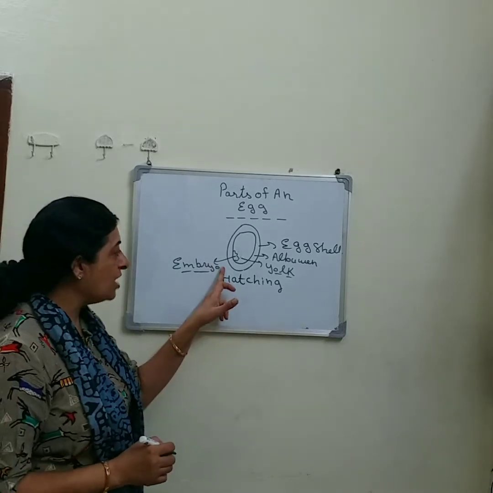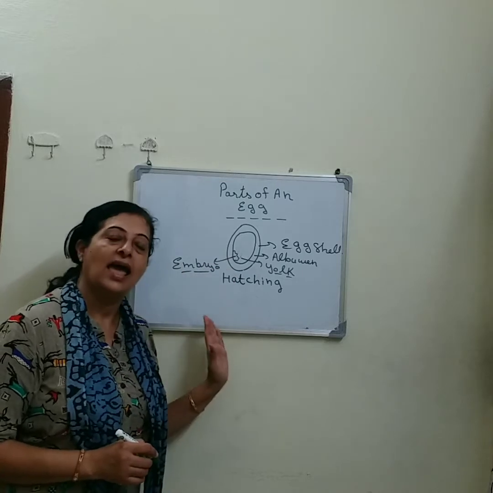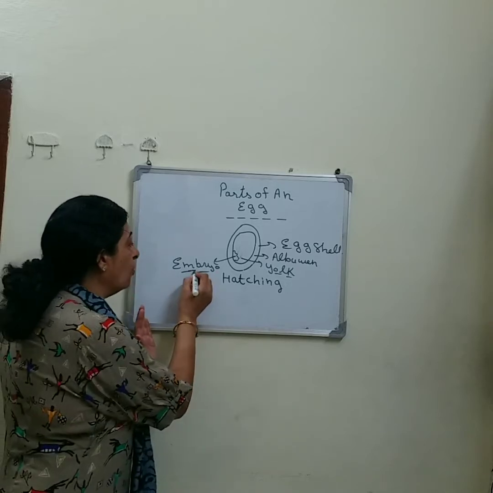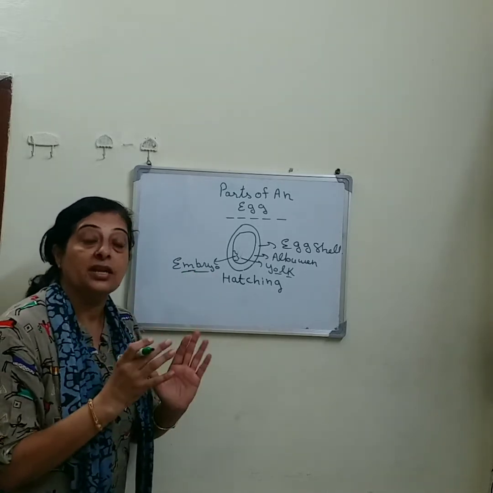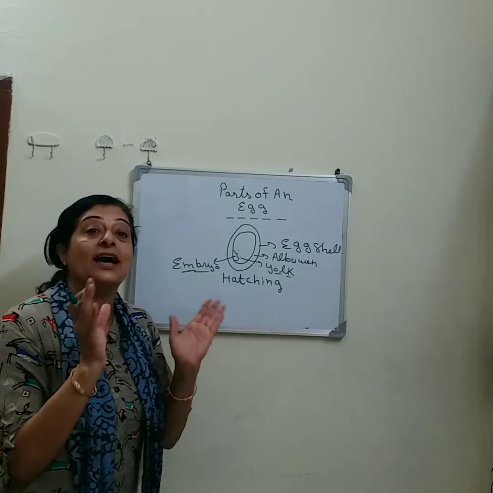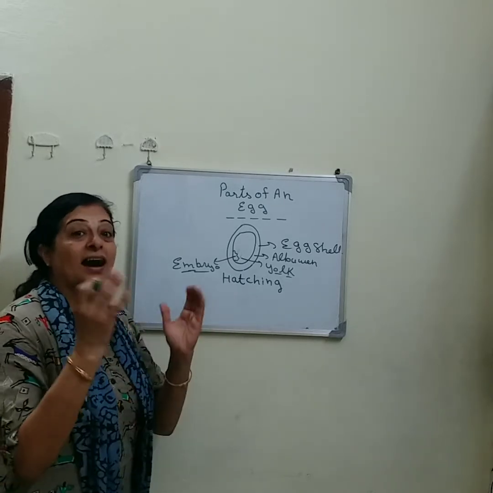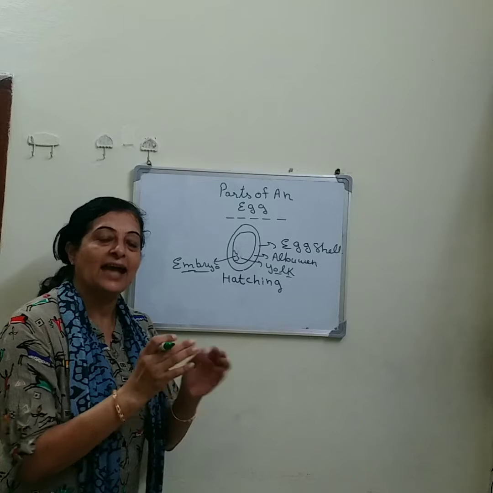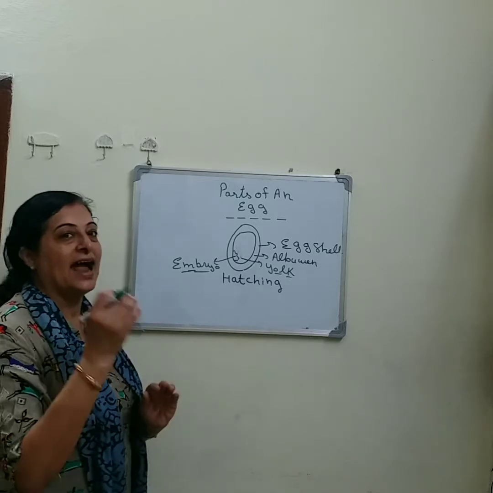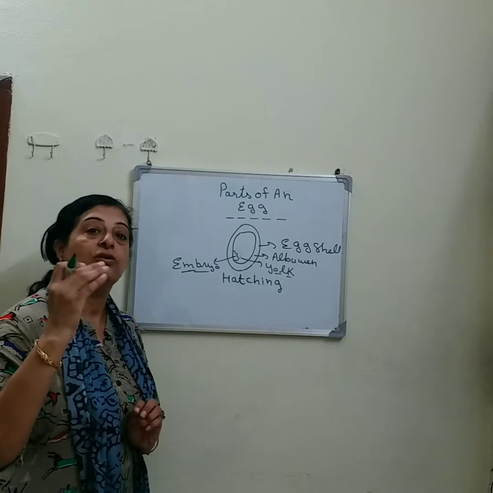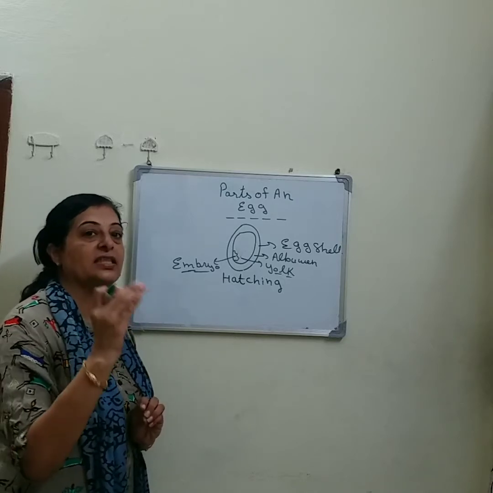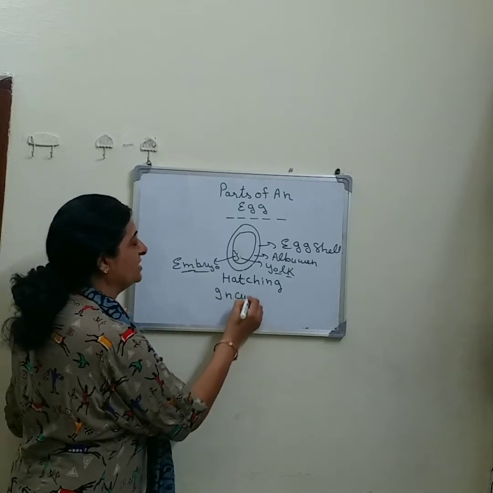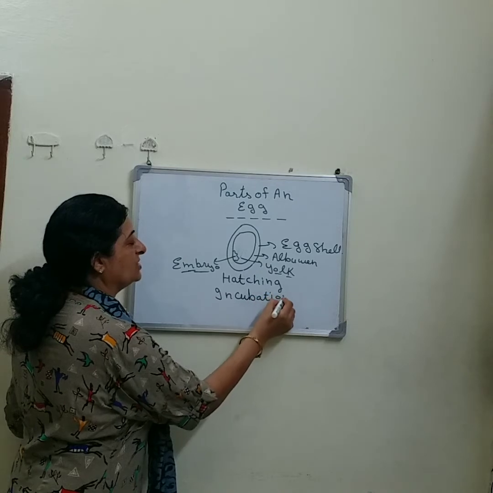Hatching means when young ones come out from the egg by breaking the eggshell. For growing, the embryo needs high temperature. It needs warmth, and that's why birds and different animals which lay eggs put their eggs into warm conditions. When the hen or other animals give warmth to their eggs, this process is known as incubation. What is the name of the process?